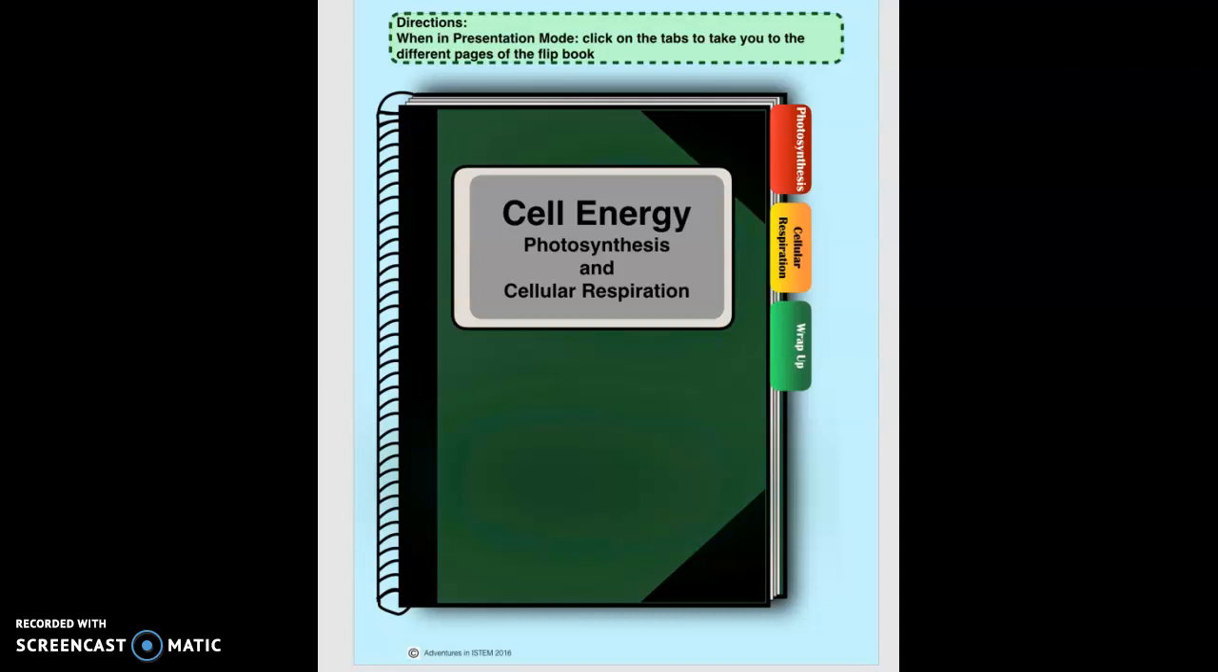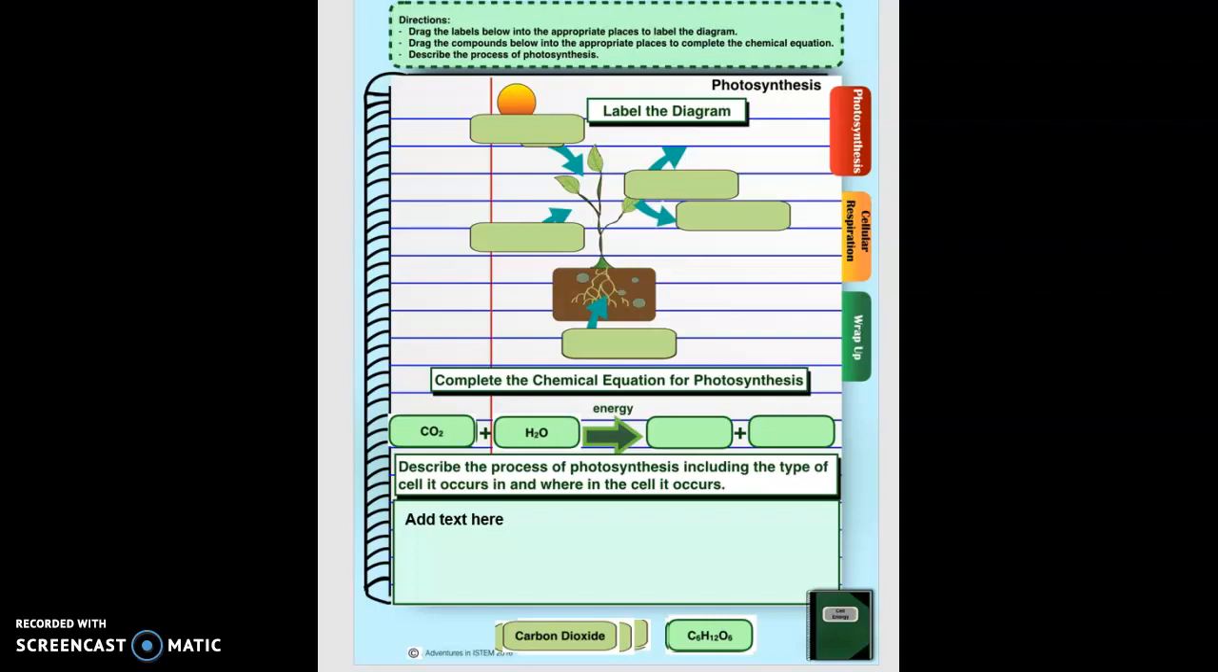Hi guys, so I'm going to help you a little bit with your Cell Energy digital notebook. So when we get into here, the first page is about photosynthesis, which we have talked about in class. If you look at the directions, it says drag the labels below onto the appropriate places to label the diagram. So you're going to label what is going into your plant and what was coming out of your plant as well. So you got 3 ins, 2 outs.